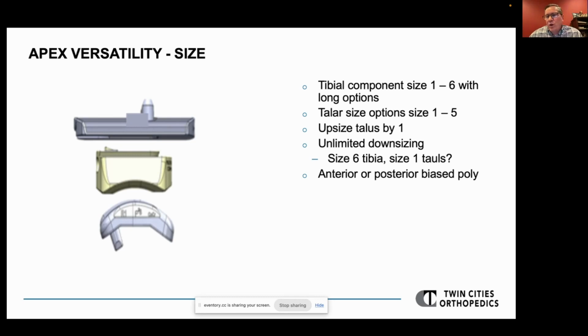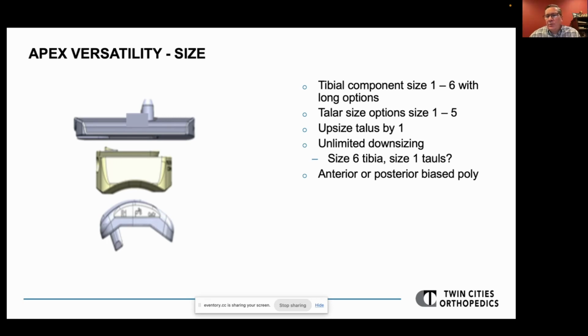Talar size goes from 1 to 5. Like I mentioned, because of the locking mechanism, the way the polyethylene locks within the tibial component, we could upsize the talus by 1, so we could put a 3 tibia and a 4 talus in, and then unlimited downsizing, so we could do a 6 tibia and a size 1 talus. Again, practically, I'm not sure that that's something I have ever seen or will see, but I have had several occasions where I felt like downsizing by 2 was helpful, so I have had occasions where I put in a 4 tibia and a 2 talus.